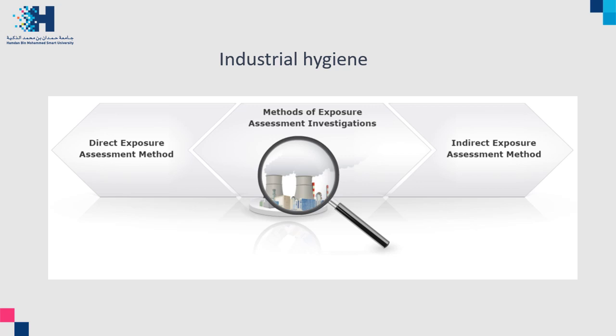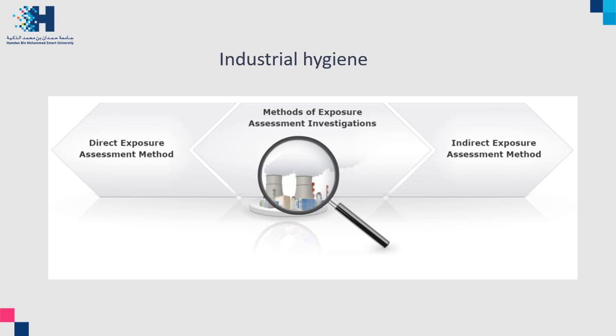The goal of industrial hygiene is to ensure that workers are protected from potential hazards and to prevent occupational illnesses and injuries. Industrial hygienists use a variety of methods and tools to assess workplace hazards, such as air sampling, noise monitoring, and ergonomic evaluations. They also develop and implement control measures to minimize or eliminate worker exposure to these hazards.